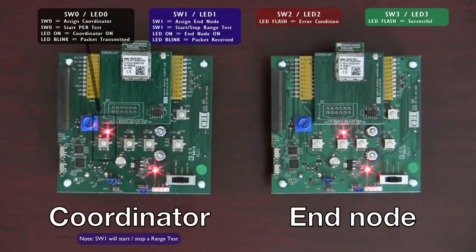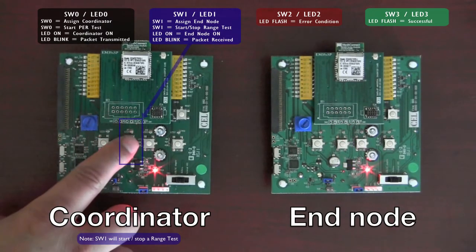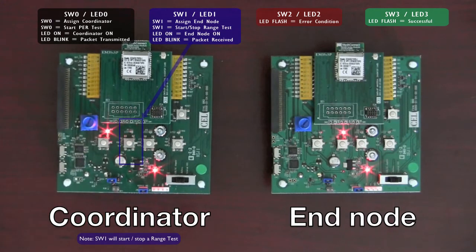An LED blink on the coordinator board indicates that a packet has been transmitted. An LED blink on the end node indicates that a packet has been received. You can start or stop a range test by pressing SW1 on the coordinator board.